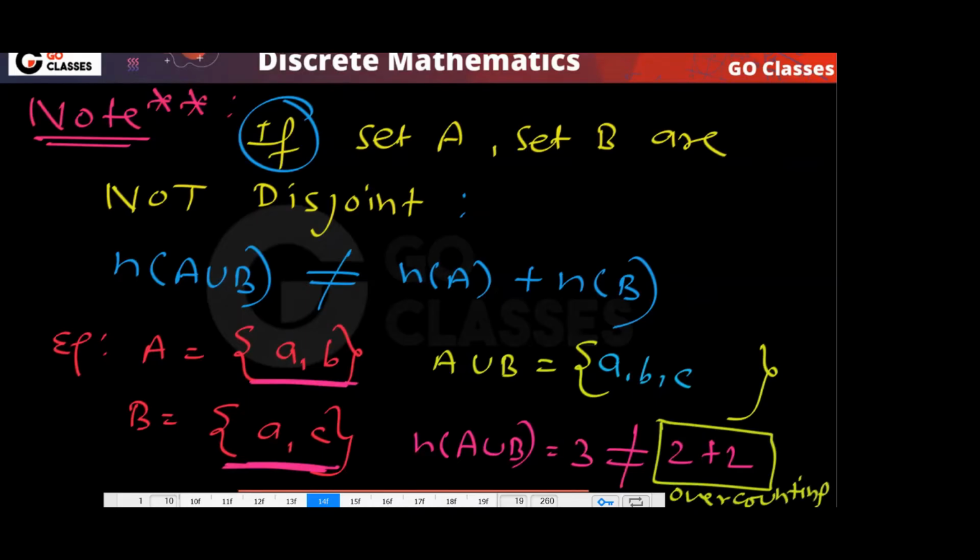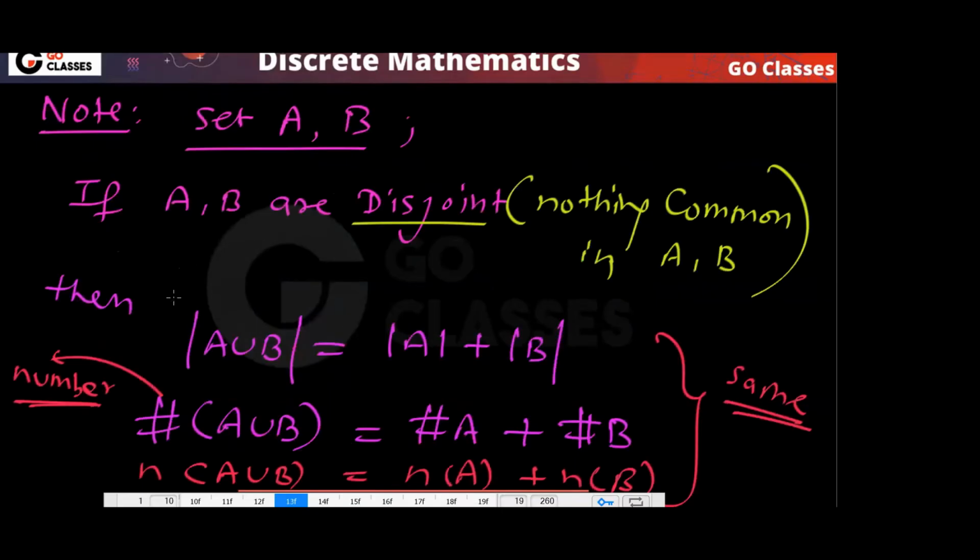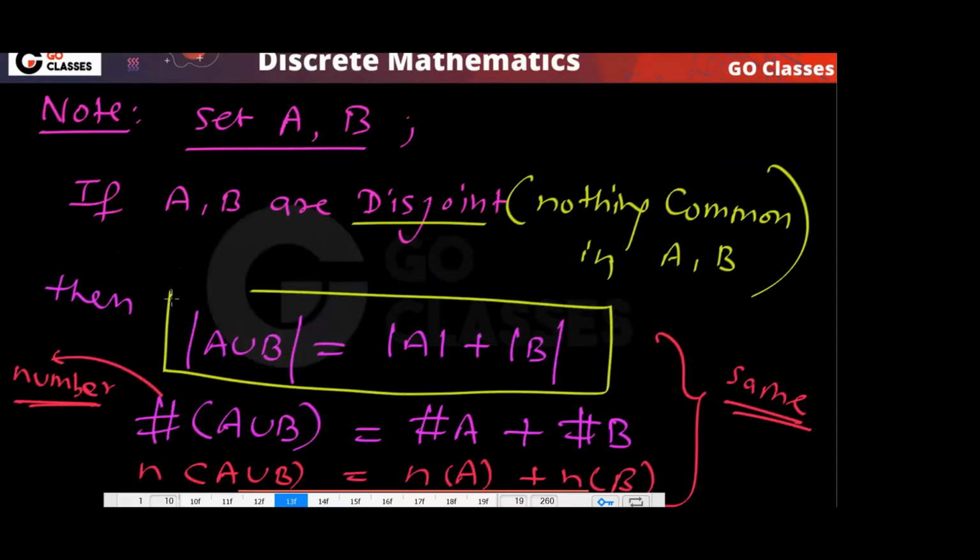This is over counting. You are counting this element A 2 times, so this is called over counting. Remember, if they are not disjoint, then this formula will not work. If they are disjoint, then this formula will work. So this is the point.